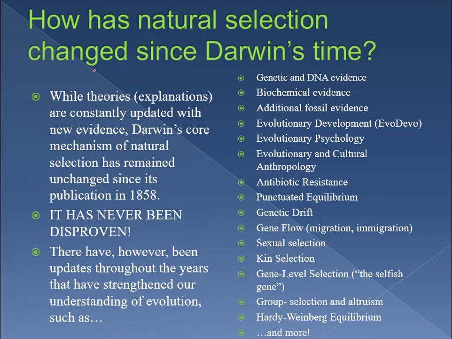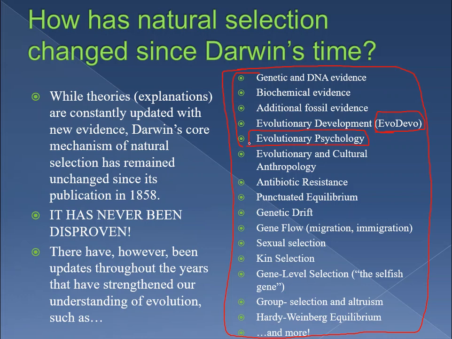The scientific consensus behind natural selection is the same as our consensus that the Earth revolves around the sun. This is not an idea that we're unsure about. This is biology. Understanding this topic is synonymous with understanding biology. And on the right, all of these things, and this is just a small list, have come since Darwin's time. All of these lines of evidence Darwin never had: genetics and DNA, biochemical, additional fossil evidence, an entire new branch of biology called evolutionary development.